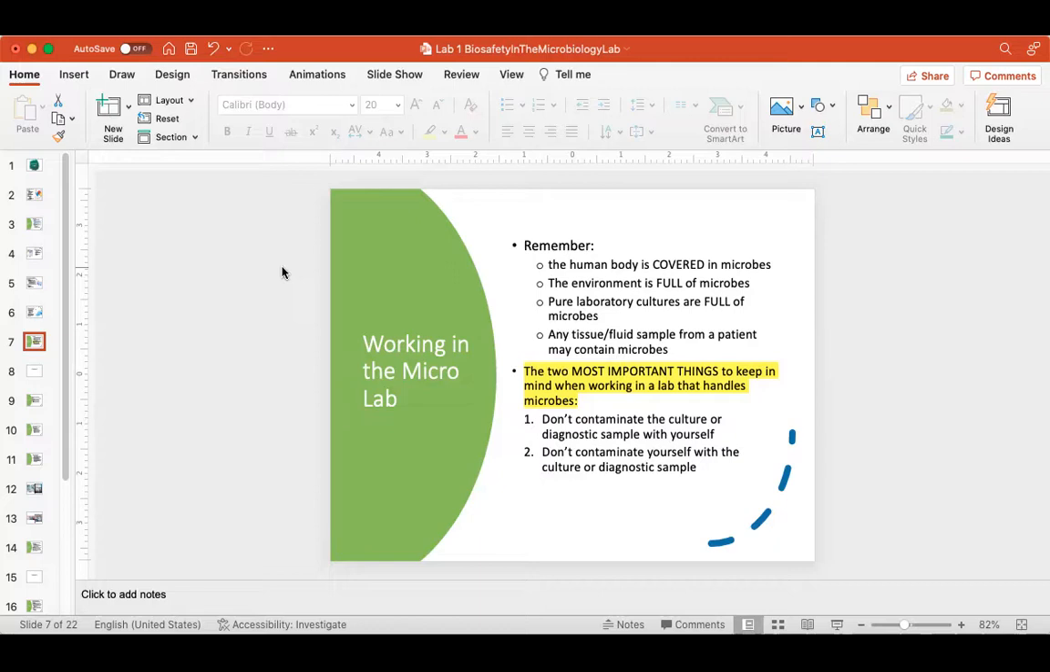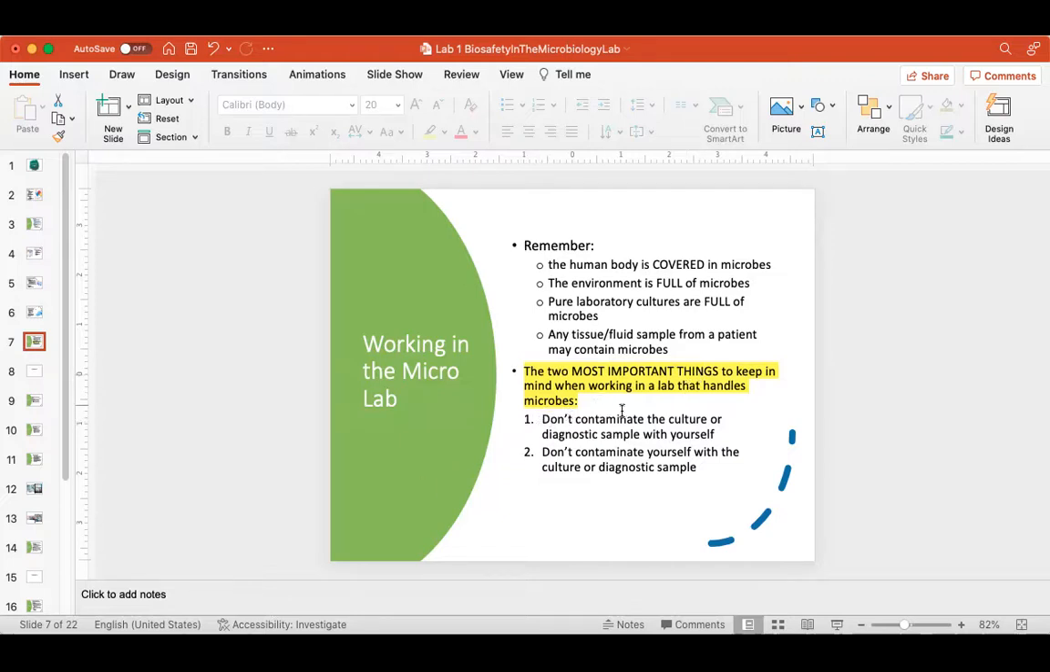Unfortunately, we are covered in microbes. And of course, we talk about this in this week's lecture. We talk about the fact that the human body is covered in microbes. It's normal for us to be covered in microbes. The environment is also full of microbes. And pure laboratory cultures are full of microbes. We are purposefully growing them. So the problem is, how do we keep our cultures from getting contaminated? And how do we keep ourselves from getting contaminated with what we're working on? Those are the two most important things to keep in mind when you're working in a laboratory that handles microbes.